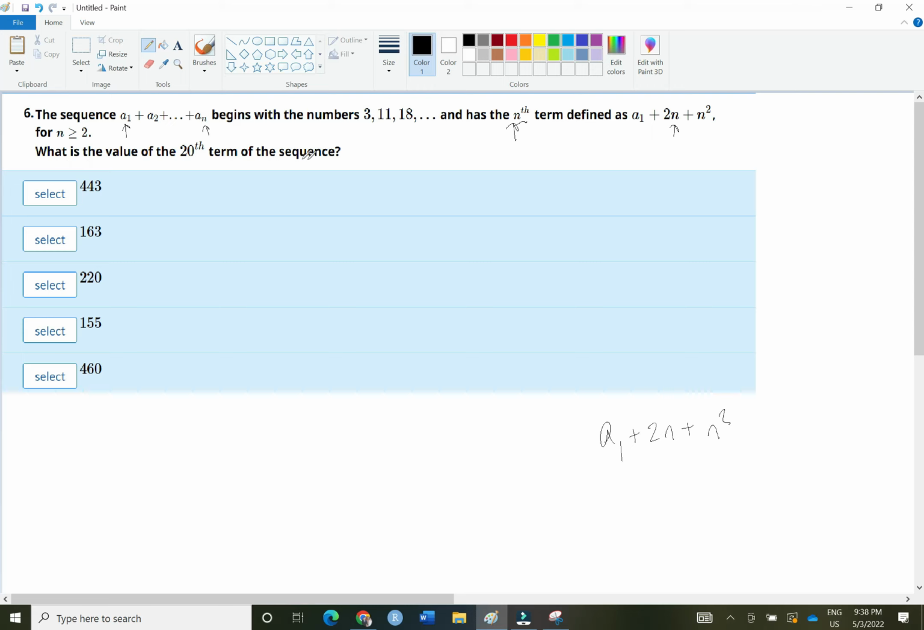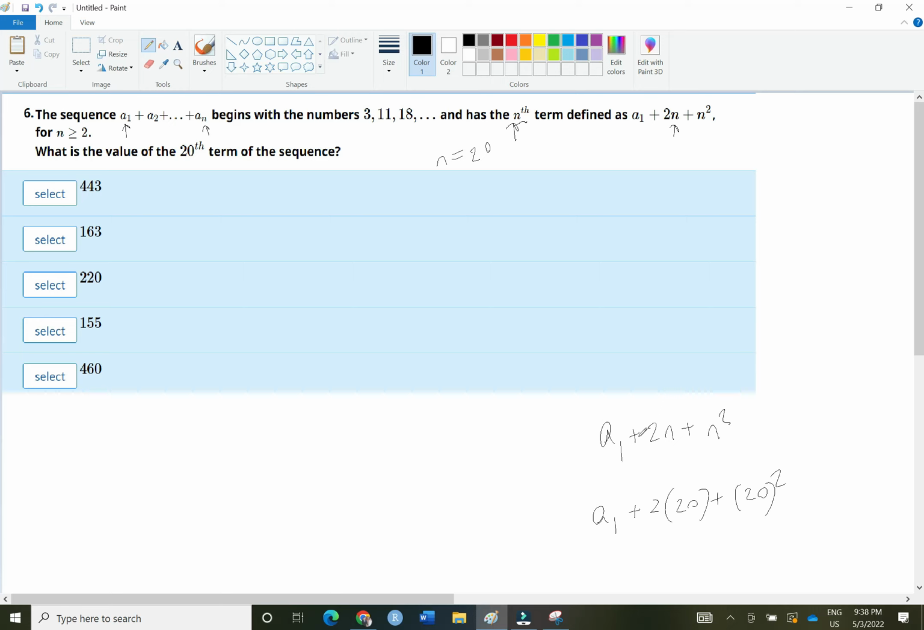What they're saying here is let n equal 20. If the nth term, if the 20th term. So we have to let n equal 20. So that means we take this formula and we put 20 where n is. So it becomes 2 times 20 plus 20 squared plus a sub 1. Okay? So now the only big question we have left is what is a sub 1?